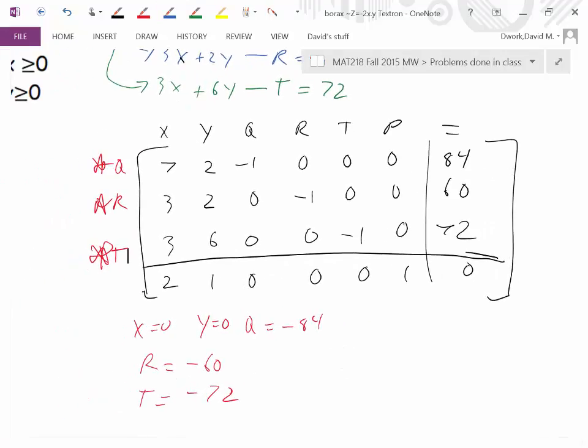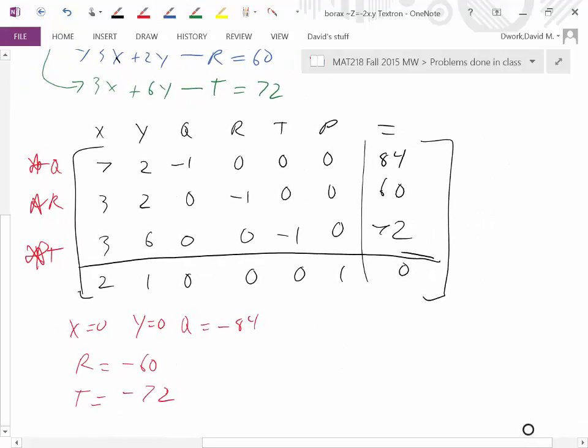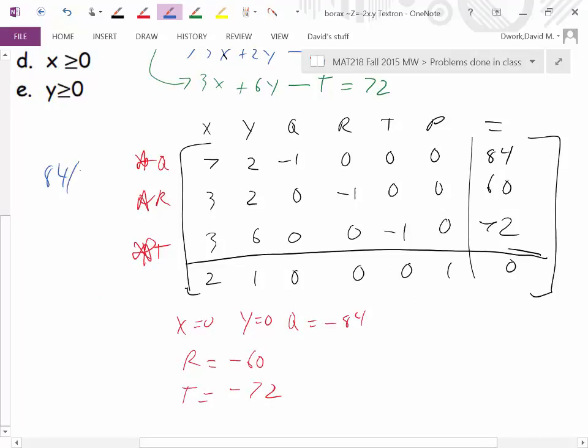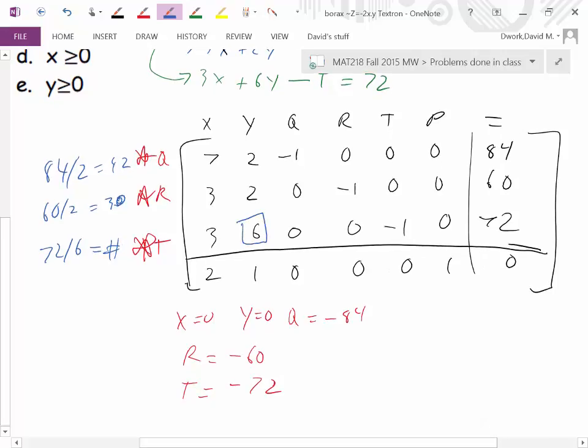So when I test my ratios in the y column, 84 divided by 2 would be 42. 60 divided by 2 would be 30. So far that's less. And then last but not least, 72 divided by 6. Well, we don't have to do too much thinking to know it's smaller. We don't really need to know what this number is. We just know it's smaller. So therefore, I'm going to pivot on the 6.